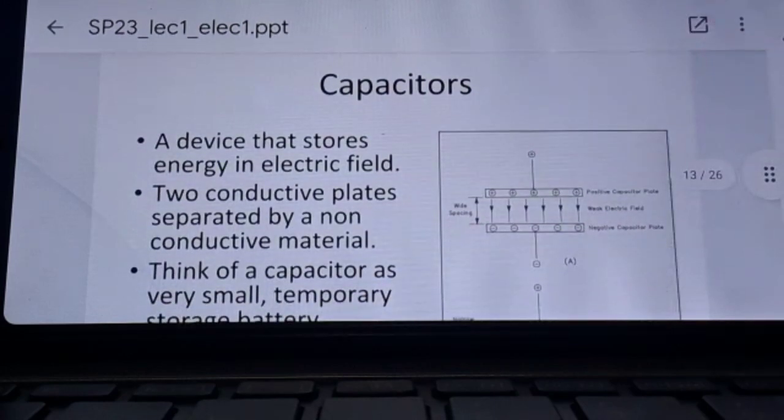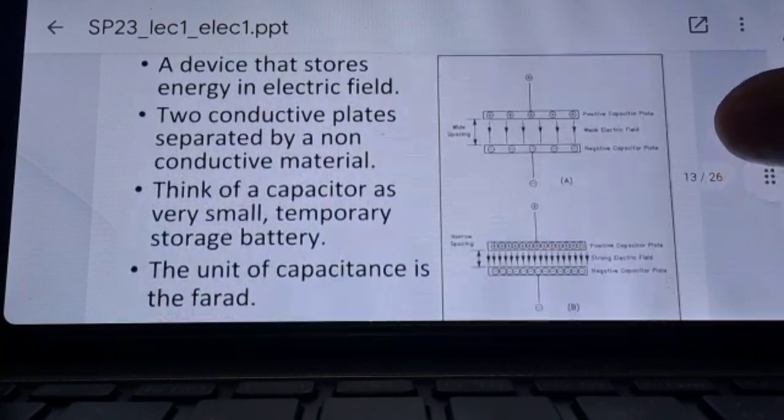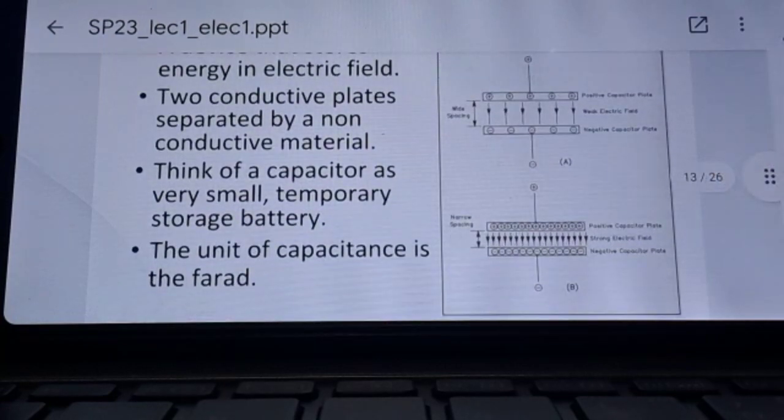So the last one, the fifth one, is the capacitor. A device that stores energy in an electric field is known as a capacitor. It is two conductive plates separated by a non-conductive material. Think of a capacitor as a very small temporary storage battery. The unit of capacitance is the farad.